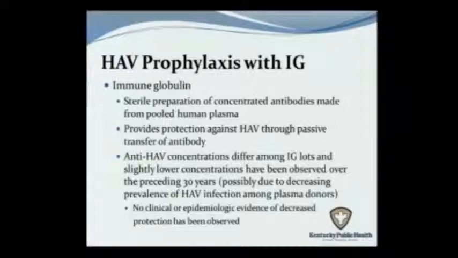So IG provides protection against HAV through passive transfer of antibodies, of course. And these anti-HAV concentrations differ among the IG lots, and slightly lower concentrations have been observed over the preceding 30 years, probably because the prevalence of HAV infection is decreasing among plasma donors. But there's been no clinical or epi evidence that there's any kind of decreased protection from those.